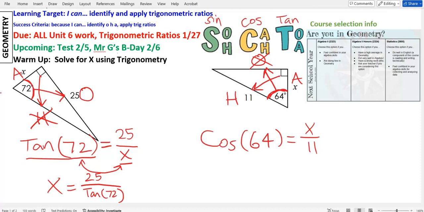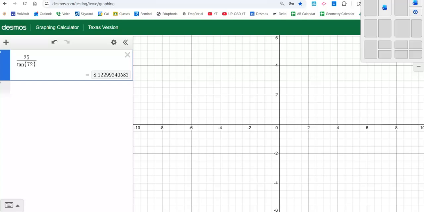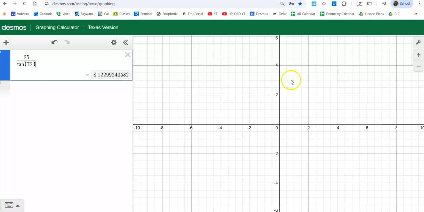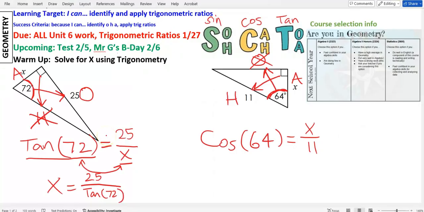Now, what is 25 divided by tan 72? 8.12299. That 9 will make the 2 go up to 3. So 8.123. Do you see how to set it up and what to do with X on the bottom?